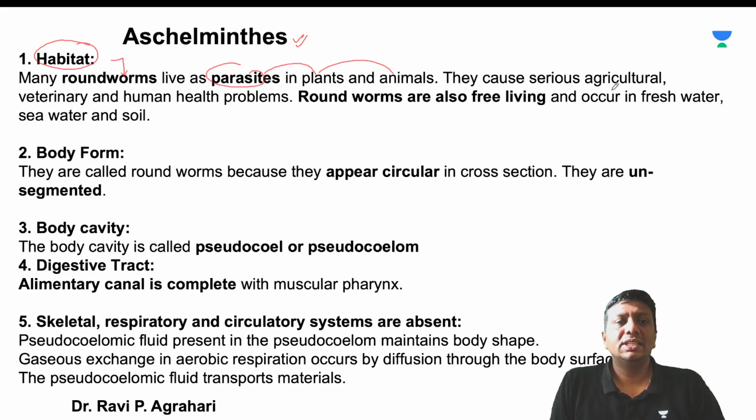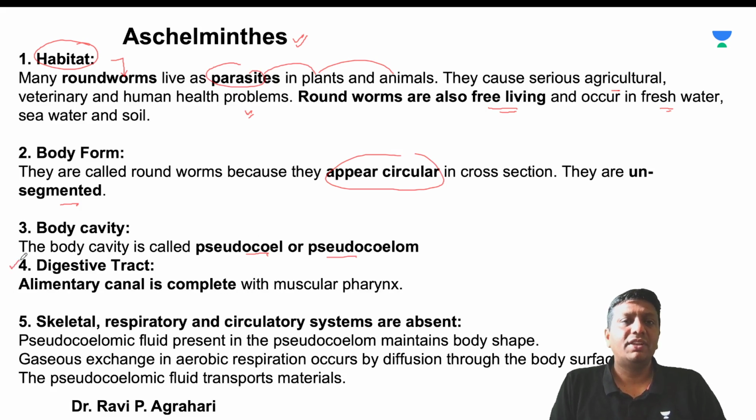They can cause serious agricultural, veterinary, and human health problems. Roundworms are also free living. They may also be present in freshwater, seawater, and soil. Their body appears circular, and they are unsegmented. They have a body cavity, and that cavity is a pseudocoelom.